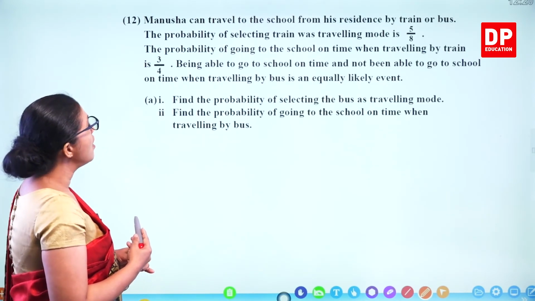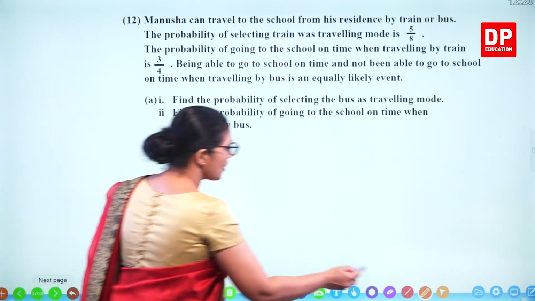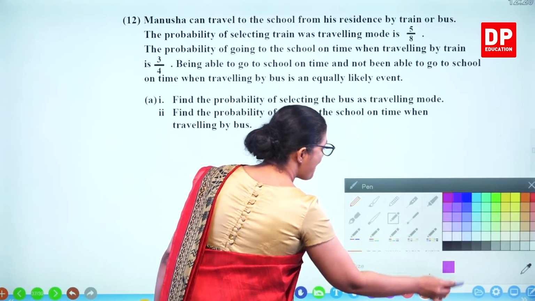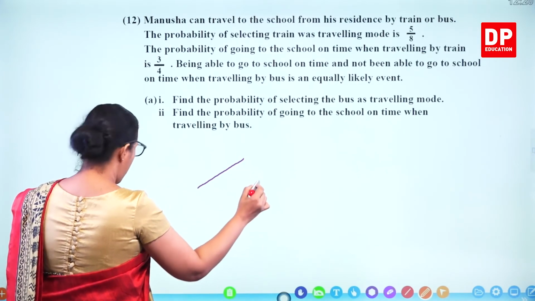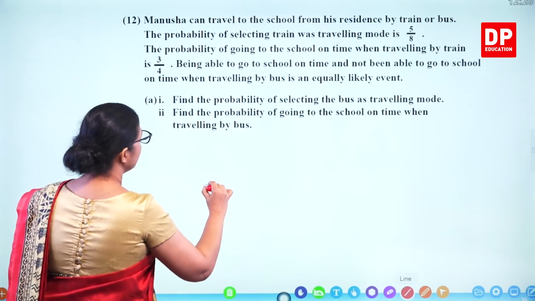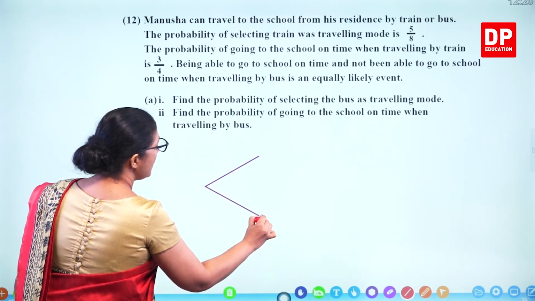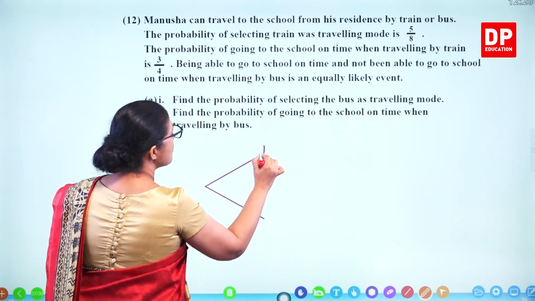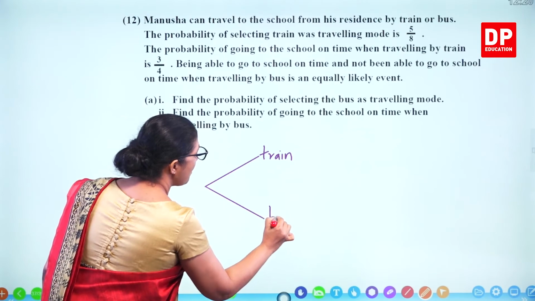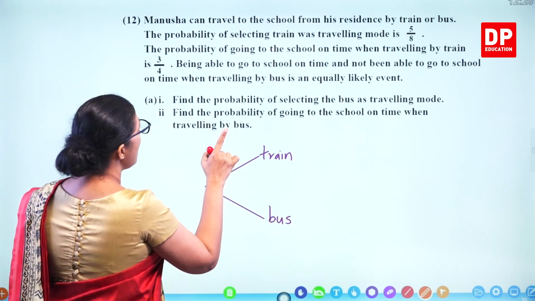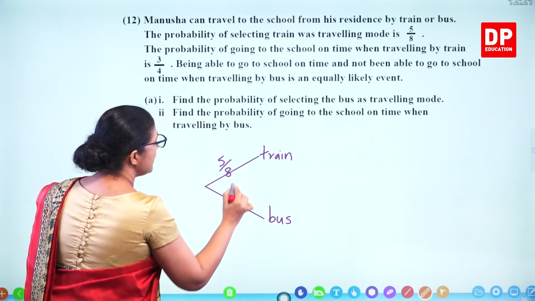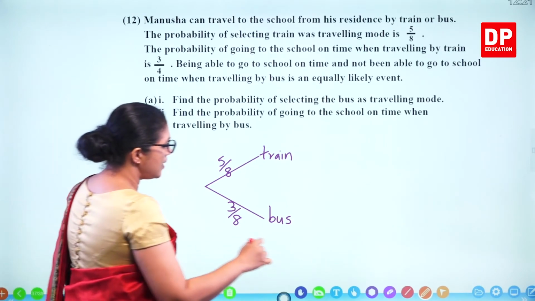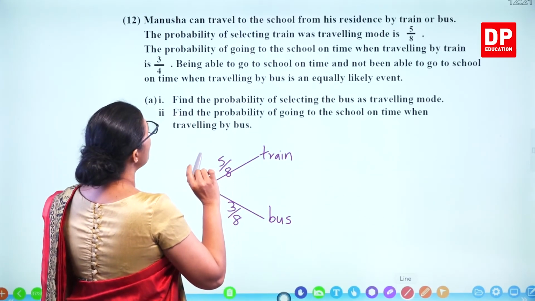So we have to draw a tree diagram. How do we draw the tree diagram? There are 2 possibilities: by train and by bus. What's the probability of going by train? 5/8. Then this becomes 3/8, which is 1 minus that. Then the next part, going on time or not going on time.